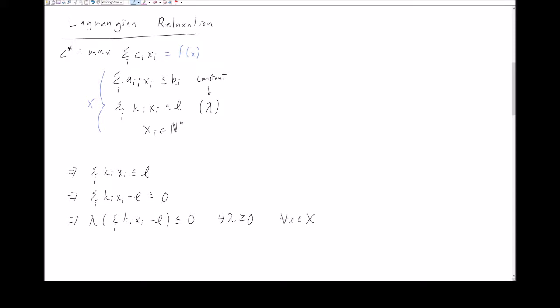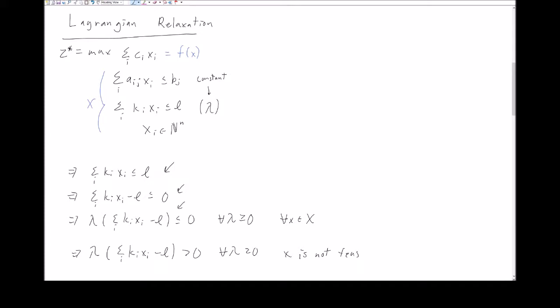So for any feasible x, this constraint is going to be satisfied. So the sum of the k_i x_i minus L is going to be less than or equal to 0. And so if I multiply it by any multiplier that's greater than 0, it's going to remain true. What's important now is that if I were to consider this quantity, lambda times the sum over all i of k_i x_i minus L, this is going to be greater than or equal to 0 when lambda is greater than 0 and x is not feasible. That is, this constraint is not satisfied by this solution x.